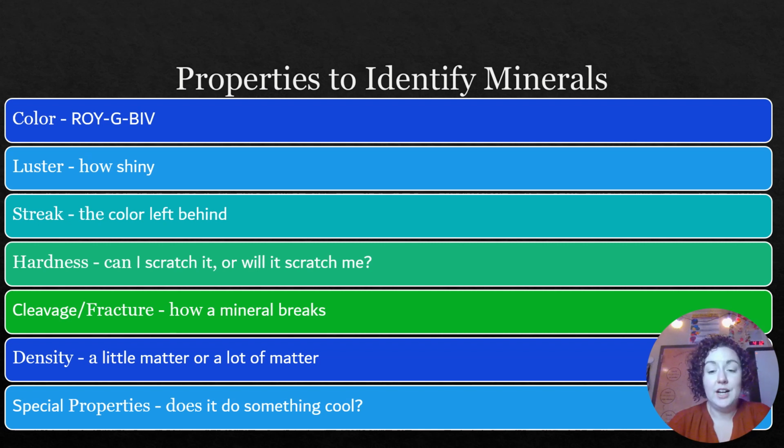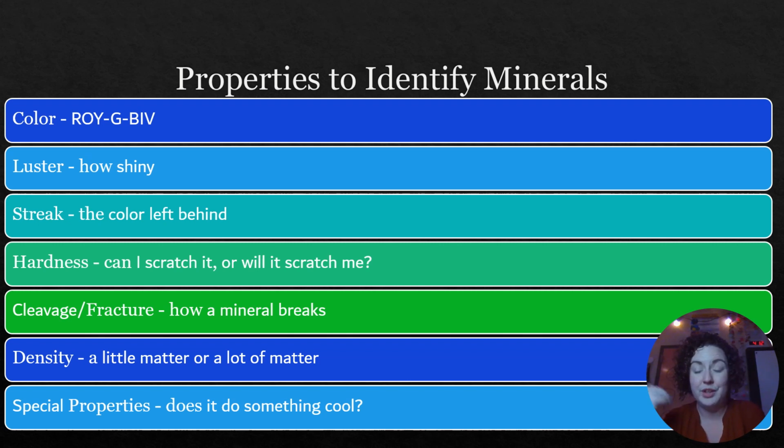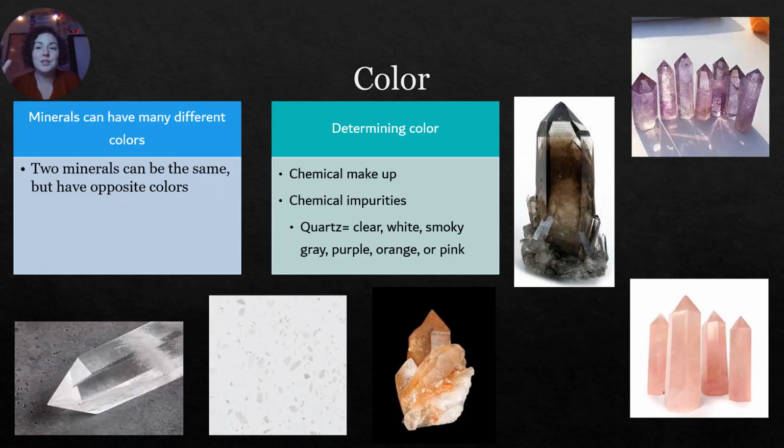Hardness, can it scratch or can it scratch something else? Cleavage and fracture, not just a really silly word, but how do things break? Density, a little matter or a lot of matter that makes up the actual mineral. And then finally, special properties. Does it do something cool? A lot of minerals actually do really cool things. So we are going to talk about one, and then I'm going to set you on your way. So color.